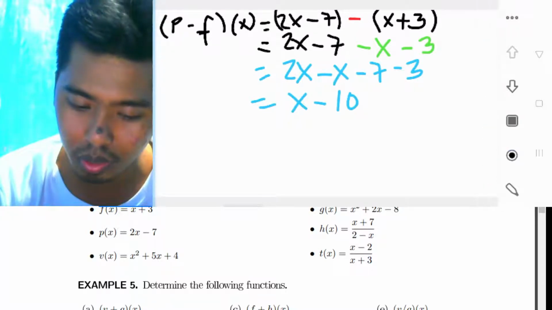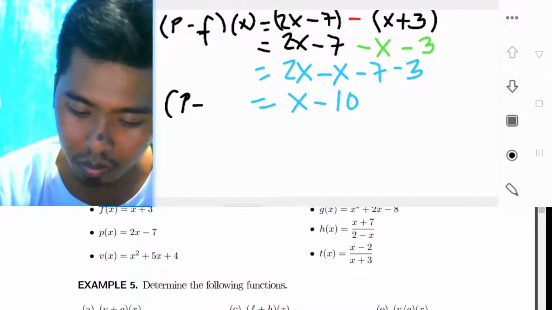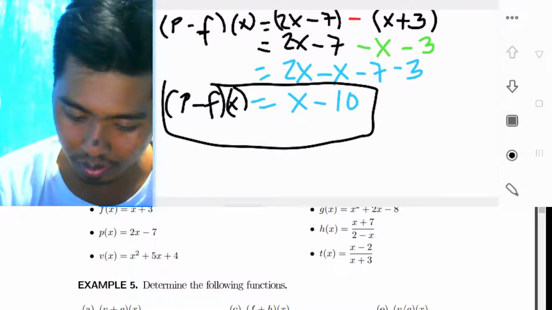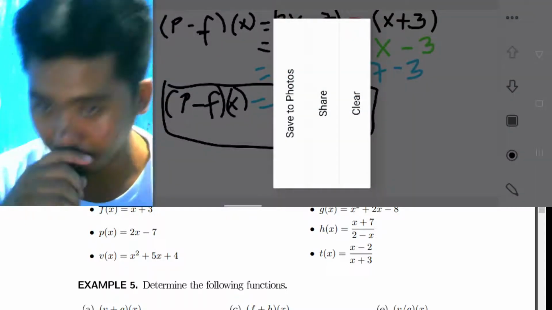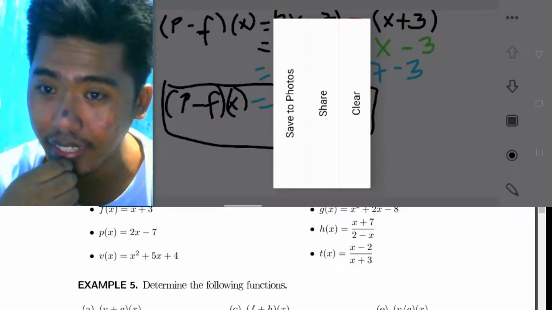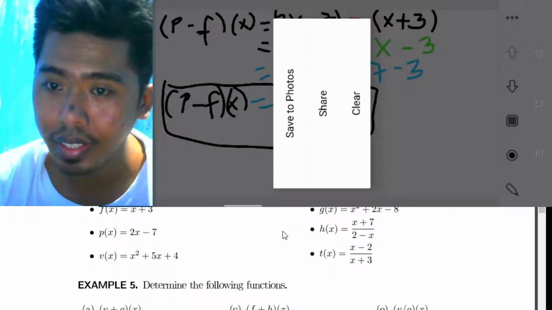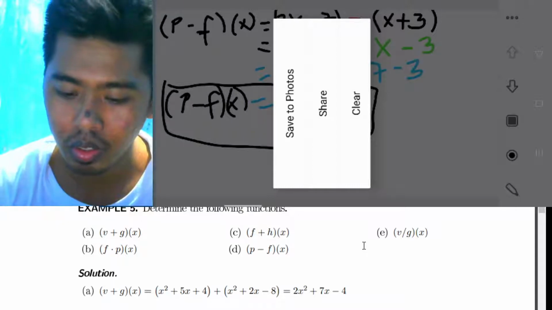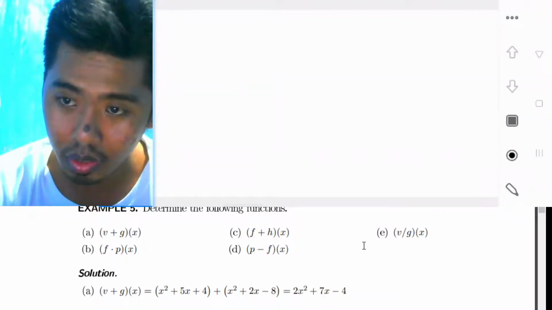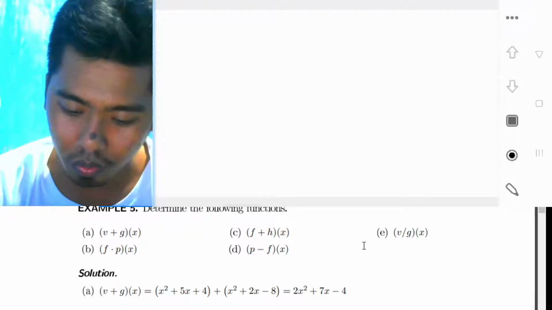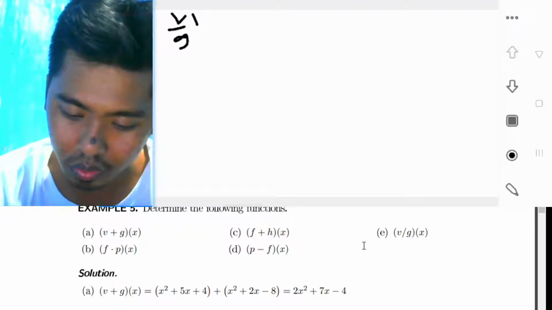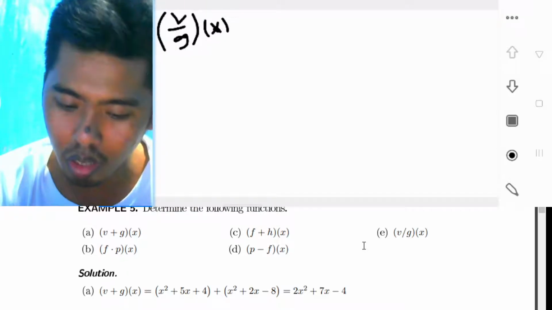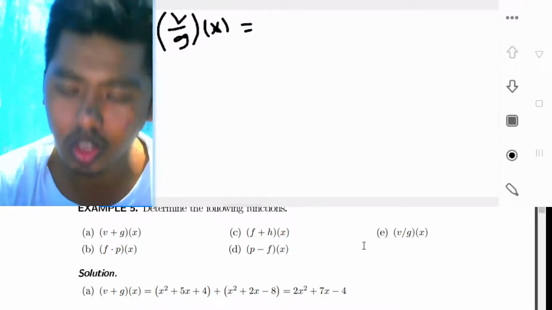So this would be like this: p minus f of x, and something like that. All right, so next we have the last letter, the E. So let's go on to letter E here. That would be v over g of x. So basically that would be v of x over g of x.